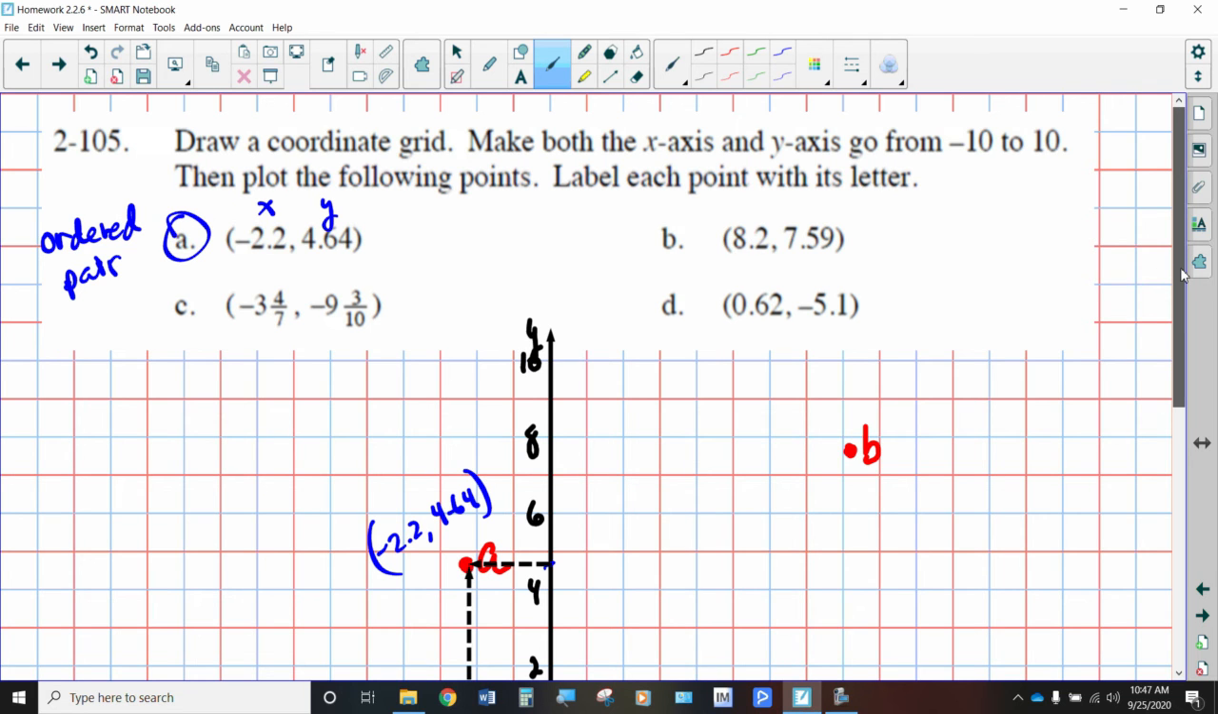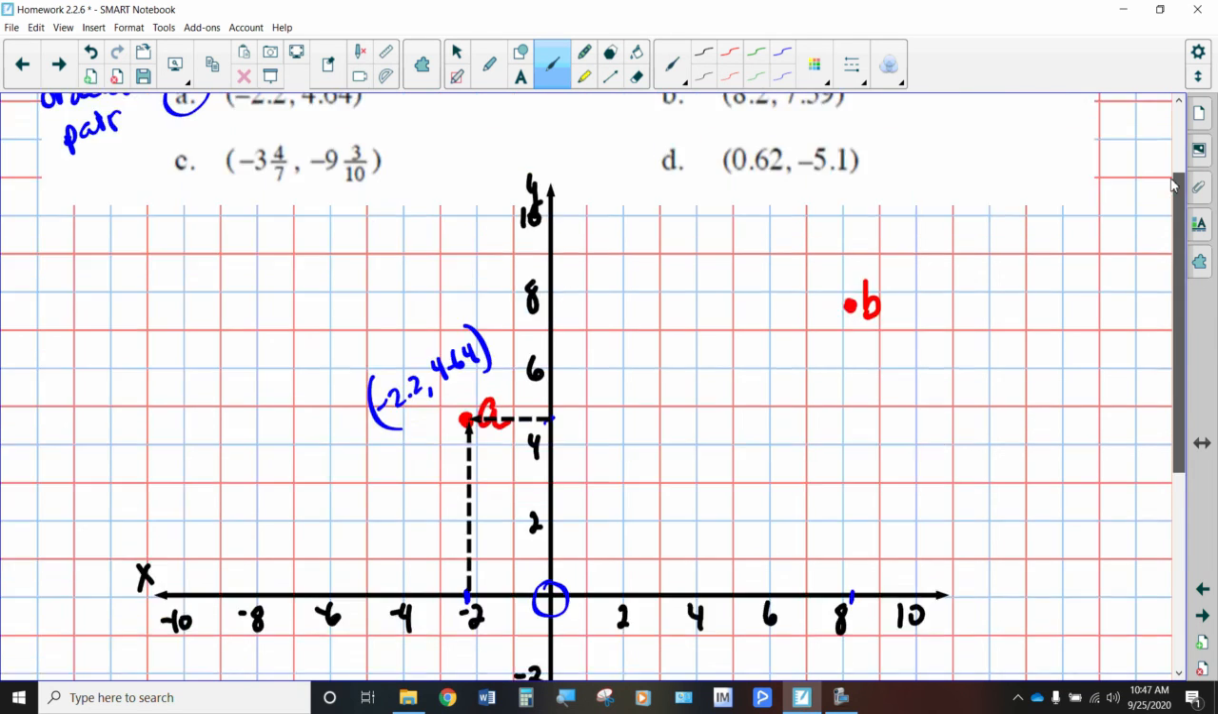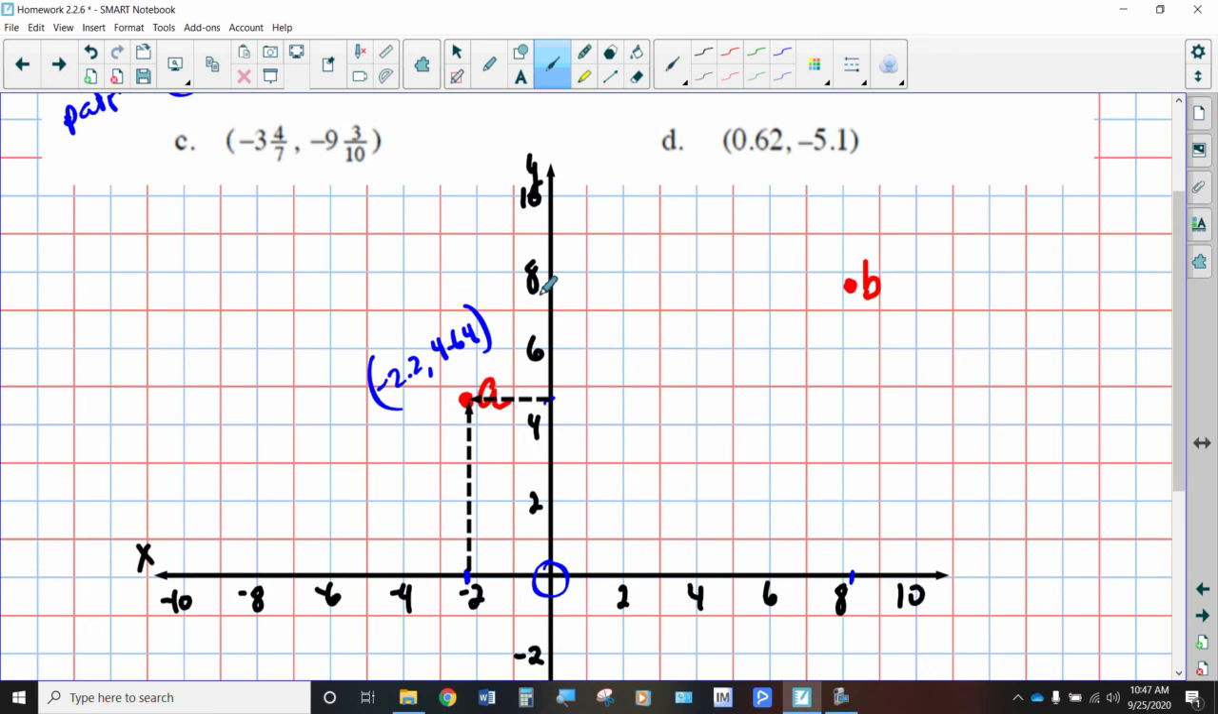For B, you got to go to 8.2 and 7.59. So 8.2 is right around here. 1, 2, 3, 4, 5, 6, 7 point, what was it, 7.59? So a little bit past the halfway point here. And where do those two converge? Right around there. For point C, negative 3.47, so negative 1, negative 2, negative 3.47 is going to be somewhere around here.